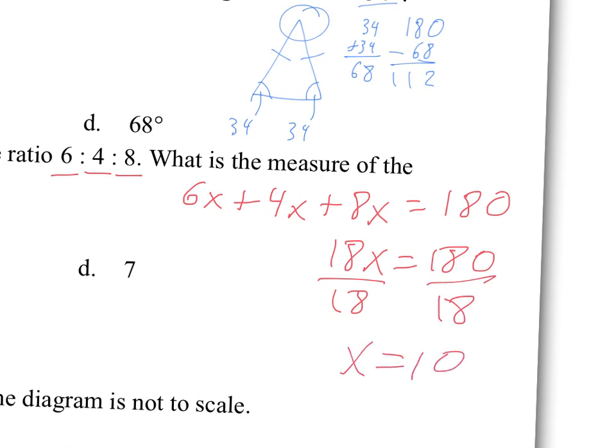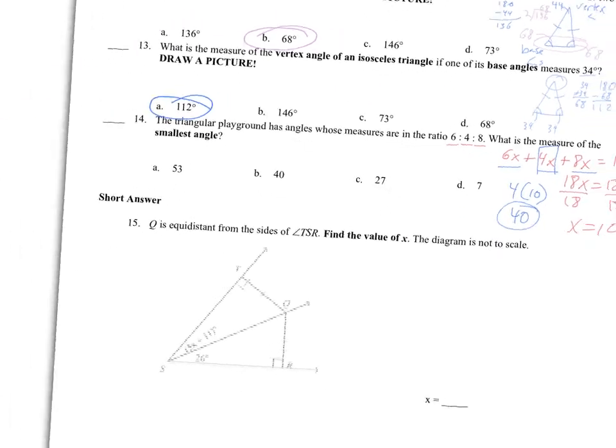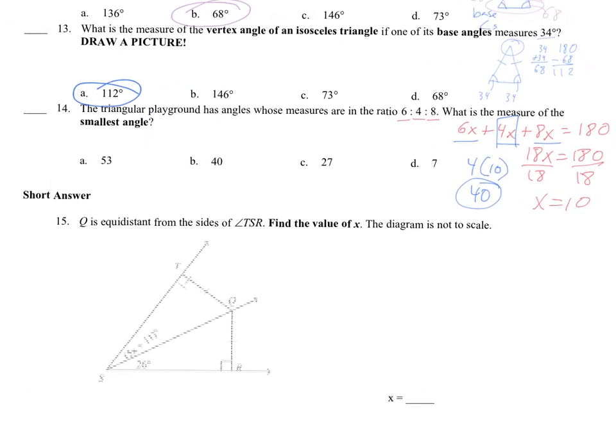Now that's not my answer, that just tells me my value for x. Next I have to find out which of these angles was the smallest. Is it going to be 6x, 4x, or 8x? Definitely 4x. So we replace x with 10. 4 times 10 is 40. So my degree measure is going to be 40 degrees, which is B.